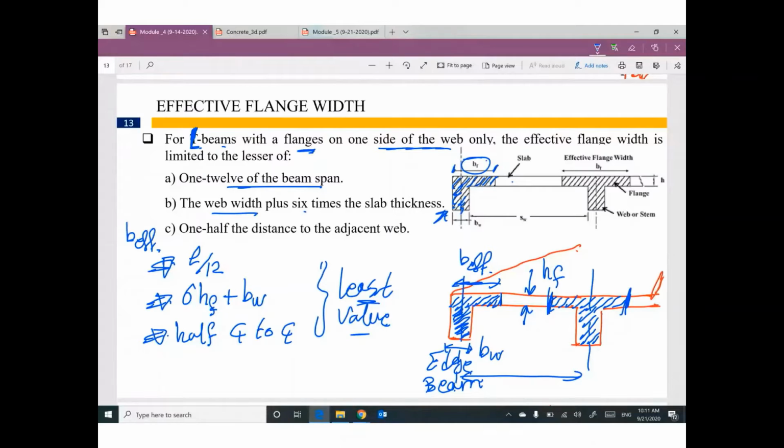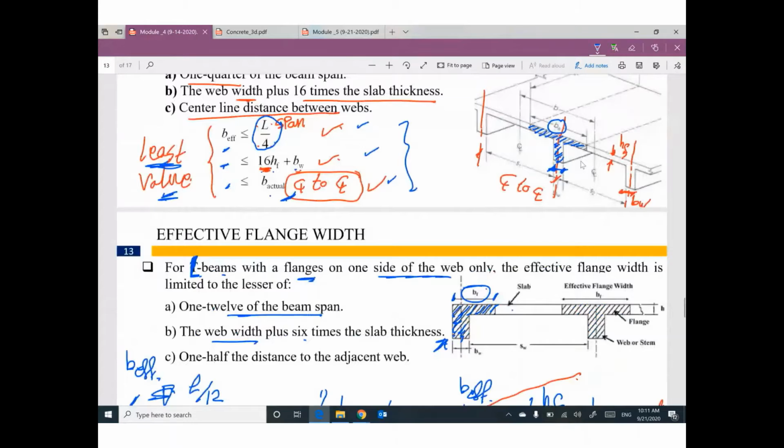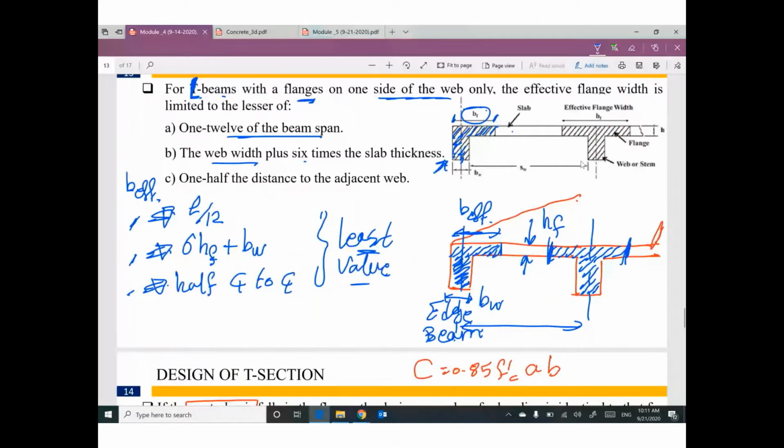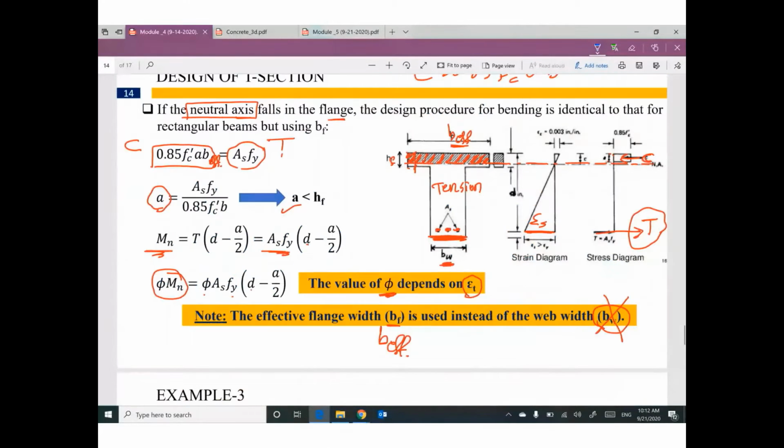It's different than this case. Here you are talking about intermediate beam. So we have a slab on right and the slab on left. But if you have edge beam, we have only slab from right or one side only. So we have a little difference in these values. Okay? First case, first scenario, nothing changed, nothing different.